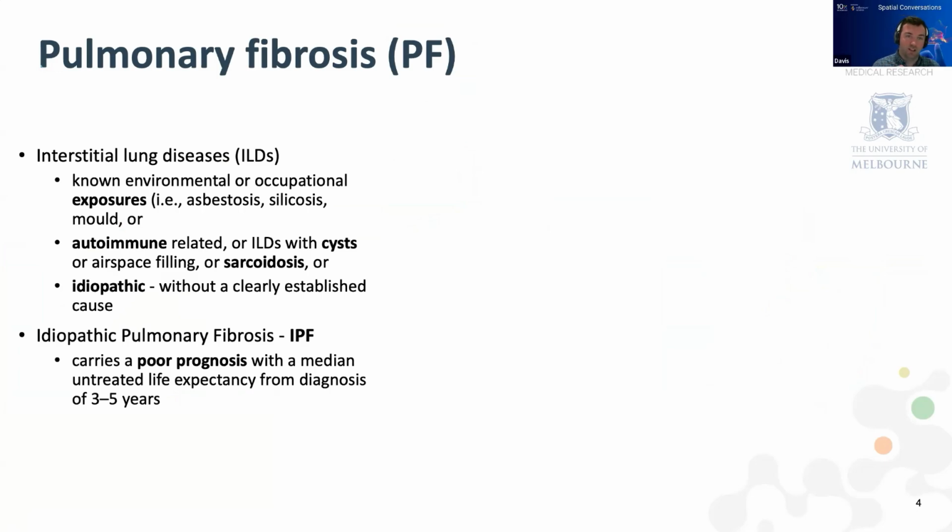As I mentioned at the start, a focus for us is idiopathic forms of pulmonary fibrosis, those that don't have a clearly established cause, but we do know from other research have a substantial genetic component. IPF sadly carries a very poor prognosis. A median untreated life expectancy from diagnosis is 3 to 5 years. There are some drugs that can minimize progression for a certain number of patients, but they don't work for everyone. And for many people, the only option is a lung transplant, which often they don't get in time.